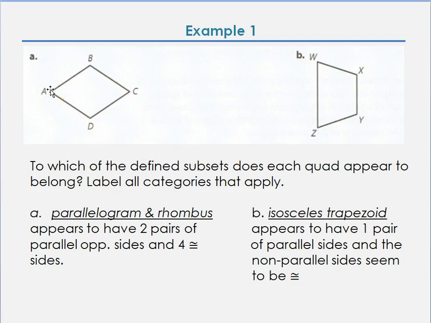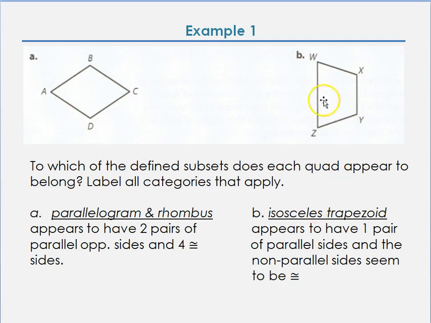And these actually should be marked. They don't do that in your book, I just realized that. But a parallelogram and a rhombus would be the two names that we can come up with for these figures. And I put down here that this figure appears to have two pairs of parallel opposite sides and four congruent sides. They all look the same, and all the opposite sides appear to be parallel.